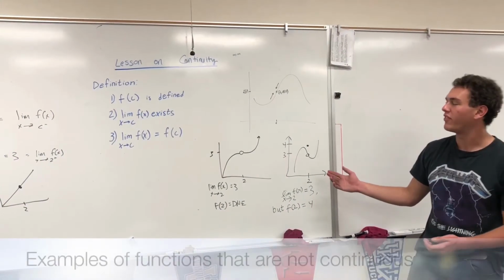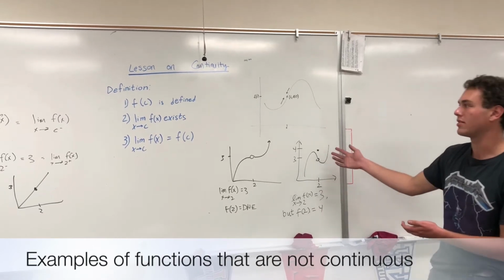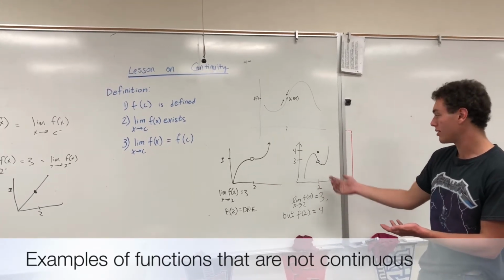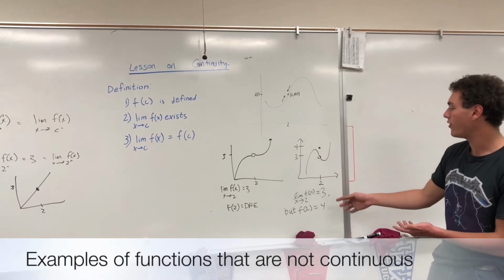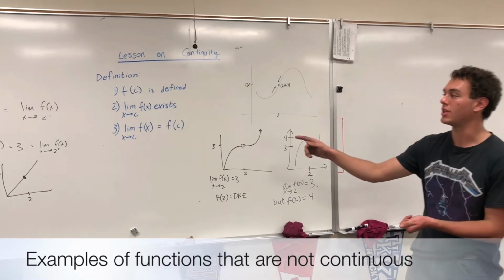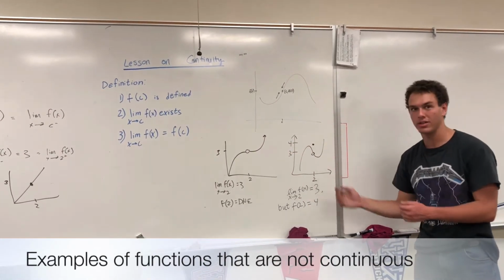Here's another example of how a function cannot be continuous. In this case, f of 2 exists. Also, the limit exists. The limit is 3. But f of 2 actually equals 4. So the limit as x approaches c of f of x does not equal f of c. Therefore, the function is not continuous.